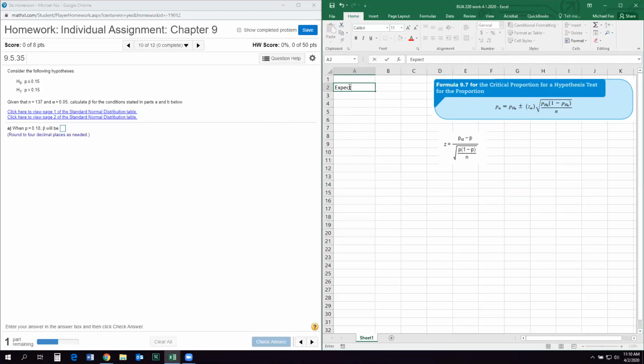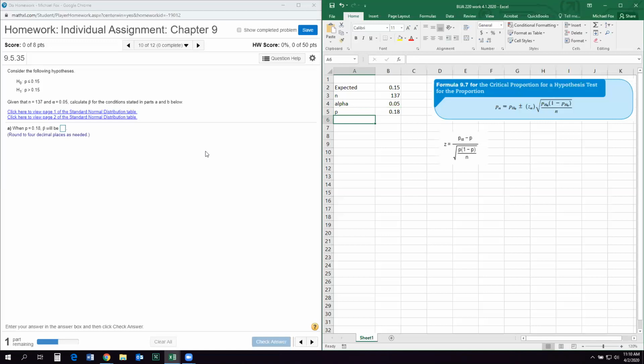So my expected proportion, or the proportion I'm testing for, is 0.15, this number right here. My n, or my sample size, is 137. My alpha is 0.05. And then my p, so it's a given p. When p is equal to 0.18, what will beta be? So my p is 0.18.